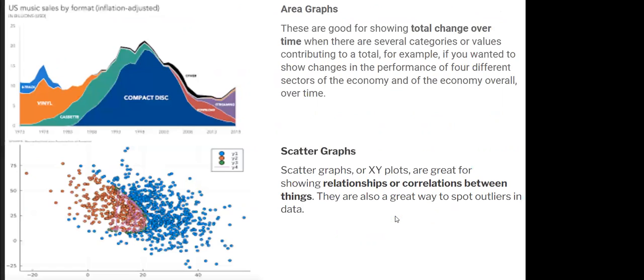We also have area graphs, right? We've seen these area graphs so many times. I think most of us who are familiar with Google Analytics, or the Google Search Console rather, might have seen these area graphs before, right? They are very good for showing total change over time, just like we can see on the diagram.